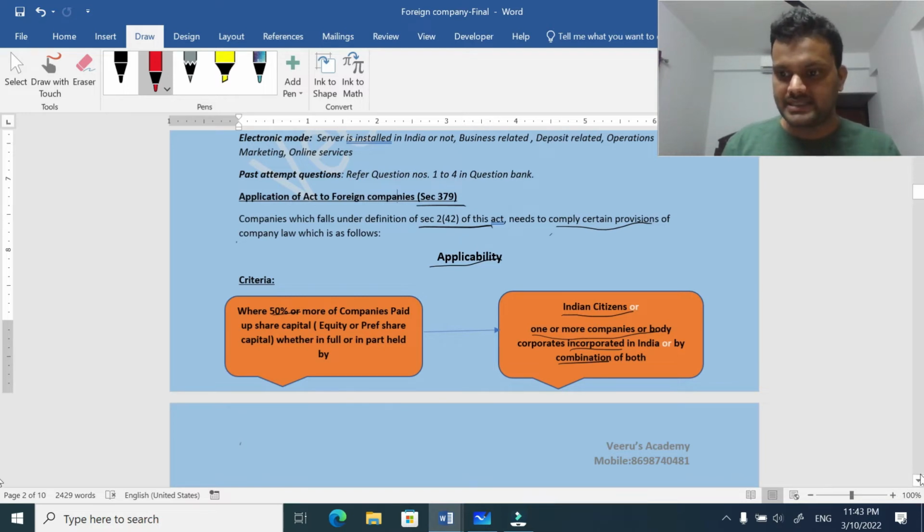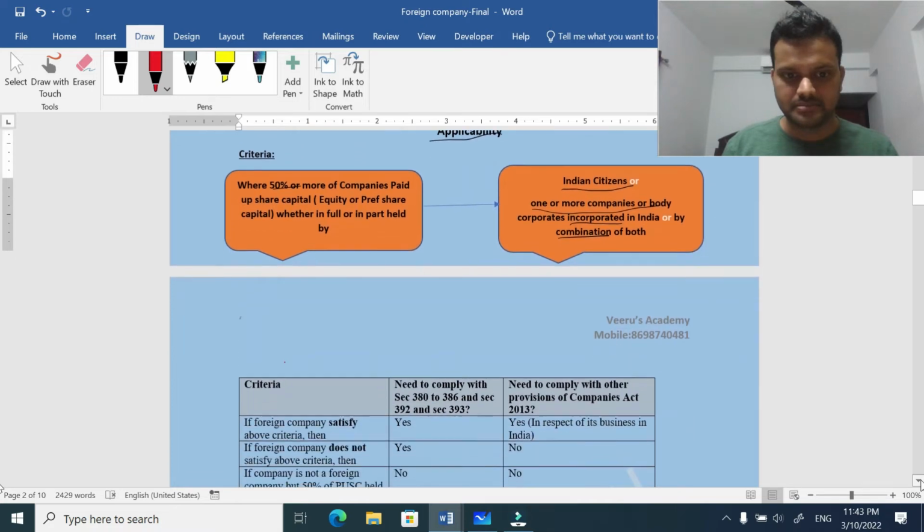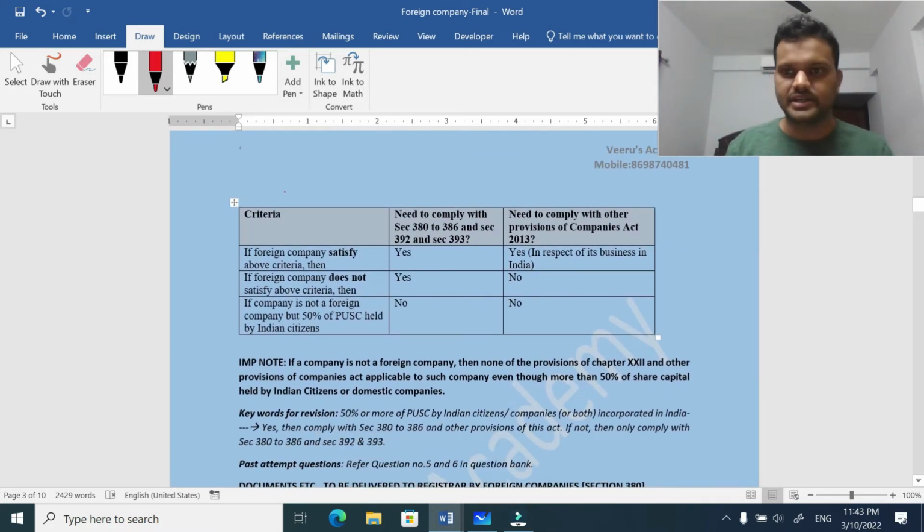Okay, let us see this provision in a table. First, criteria: need to comply with sections 380 to 386 and sections 390 to 393. That means I would say it is chapter 22. Column B is chapter 22, and column 3 is need to comply with any additional other provisions of the Companies Act. First condition: if the foreign company satisfies the above criteria, meaning if more than 50% is held by Indian citizens or Indian companies, or a combination of both.